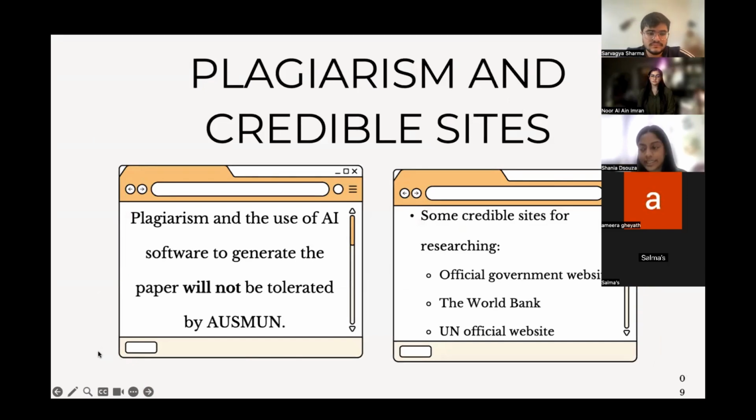Okay, so as Sarvagya rightly said, AI usually makes up information. So do not use it as a research tool. Use it to improve your paper in terms of your grammar, just like we said. And make sure you have it referenced properly to avoid plagiarism, and mention it in your bibliography because that's really important. In terms of credible sites, what we're looking for is official government websites of different countries. International organizations also could be mentioned, like the World Bank, and of course, official UN websites, like the UN website, UNESCO, then you have the one for SDGs, etc.